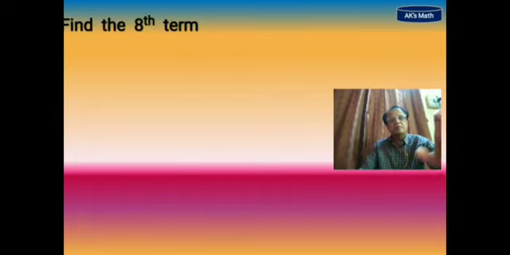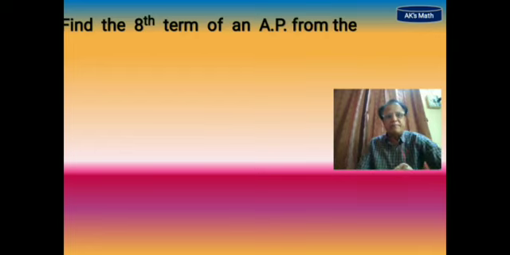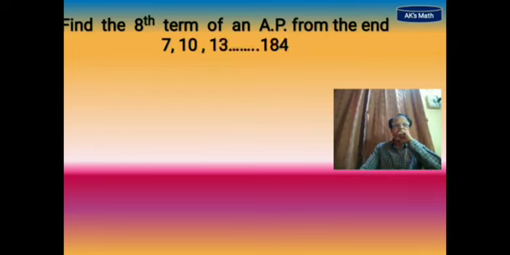So now students, look at another type of example. Find the 8th term of the AP from the end. हाँ, ये तो उल्टा है. 8वीं term हमको निकालनी है और वो भी AP के पिछले साइड से, from the end of the AP. And the AP is given: the first term is 7, second term is 10, third term is 13, dot dot dot 184. अभी हमको क्या करना है फिर? कुछ नहीं है. बहुत ही आसान तरीका है, very easy trick.